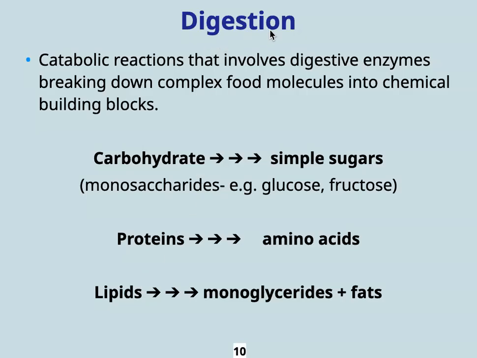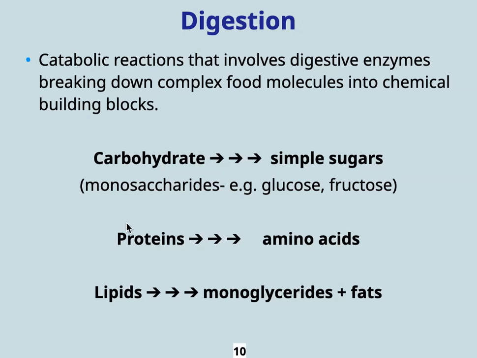So the term digestion is usually used to refer to chemical digestion, which is a series of catabolic reactions that involves digestive enzymes breaking down complex food molecules into chemical building blocks. So carbohydrate is basically simple sugars linked together into a big molecule. But this can be broken down to yield smaller molecules in the form of simple sugar.